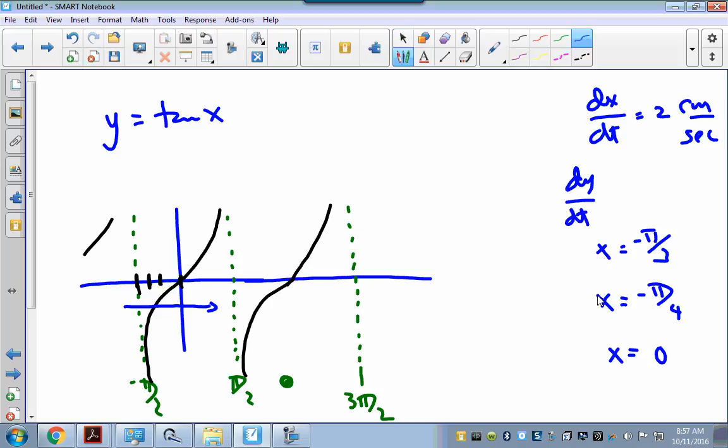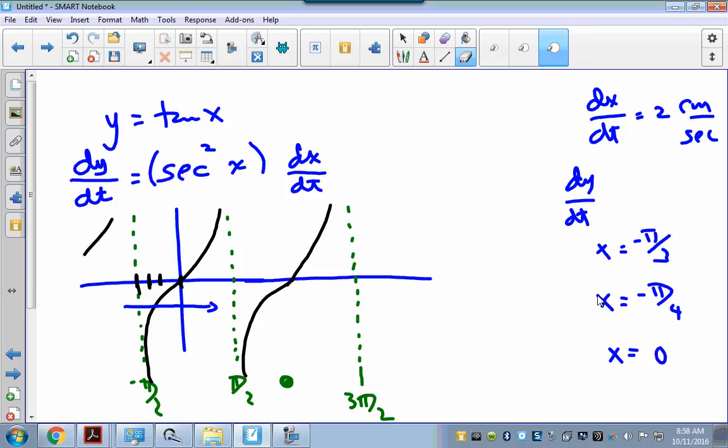We're going to differentiate with respect to time, because both y and x are changing over time. Okay, so the derivative of tangent is secant squared. Secant squared, leave the angle alone, but then multiply this times the change in the angle. Okay, again, we're differentiating for all these rate problems. You're differentiating with respect to time, not with respect to x. Okay, so then you plug in all the numbers that you know.